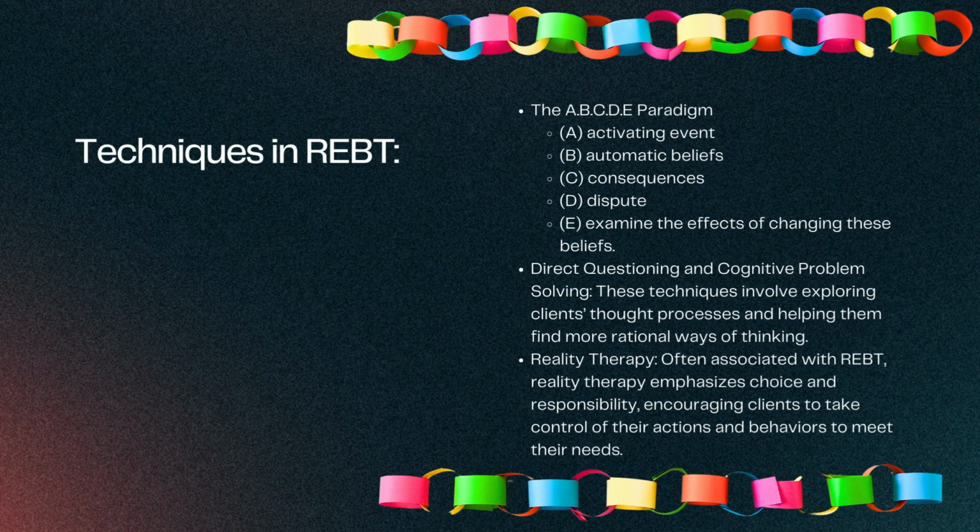So, some techniques in REBT. When people use REBT, they go through this specific technique, and it's a skill called the ABCDE paradigm, also known as chain analysis. So, A stands for activating event. What happened? B stands for my belief in reaction to the response or to that event. C stands for consequences.